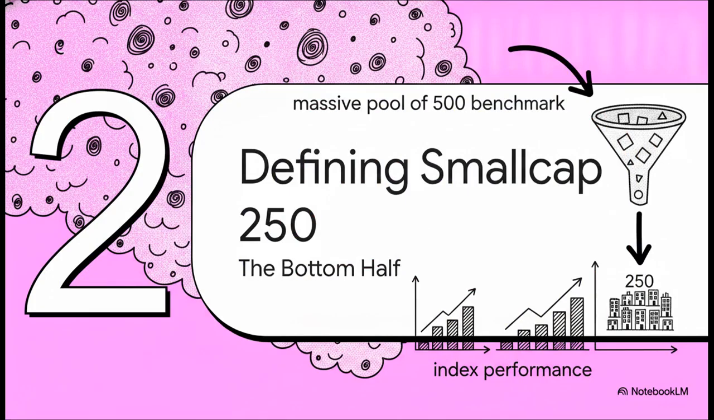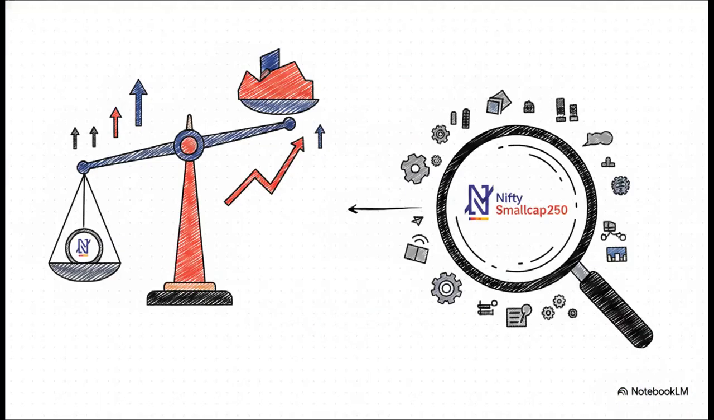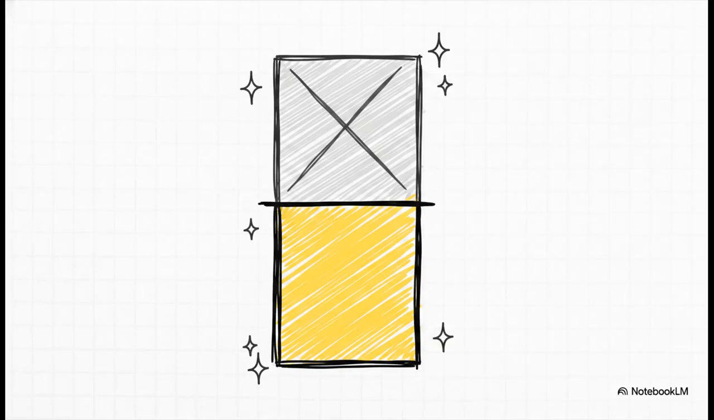That brings us to Part 2, defining the Small Cap 250, or the bottom half. The Nifty Small Cap 250 is quite literally the balance of the Nifty 500. Its whole purpose is to measure the performance of small market cap companies. It acts like a dedicated lens, zooming in entirely on one specific segment of that broader 500 company universe we just talked about. And the crucial takeaway here is that this index tracks the bottom half of that initial universe. It completely excludes the mega corporations. It isolates companies ranked from 251 through 500. So by slicing away the top 250, your large and mid-cap segments, we're left with a pure, highly concentrated portfolio of 250 smaller companies.